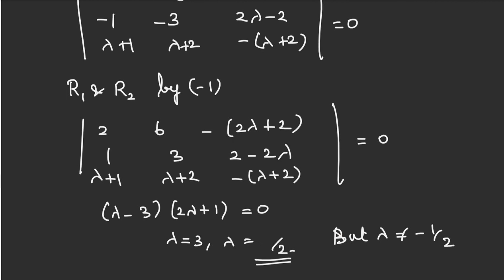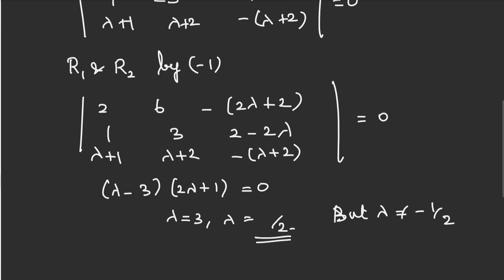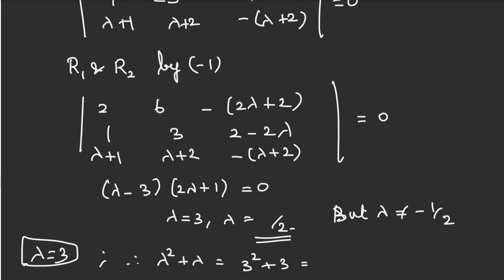So taking lambda is equal to 3, lambda square plus lambda gives us 3 square plus 3, which is equal to 9 plus 3, equal to 12. Lambda plus lambda square is equal to 12.